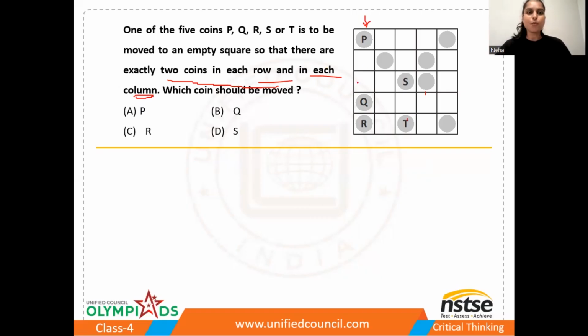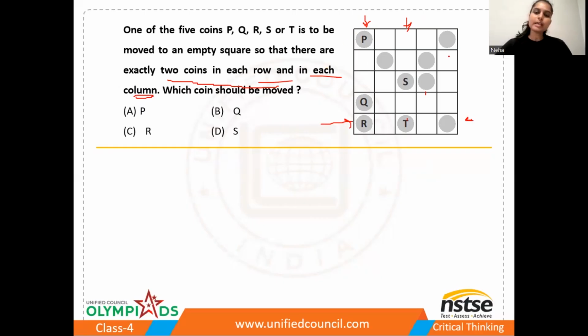So we have to move one, right? We can move either P or Q or R. Correct? Alright. So if I look at this column, then yes, we have to. It is perfect. In this row, we have to. It is perfect. Okay. So alright. No other option is available.